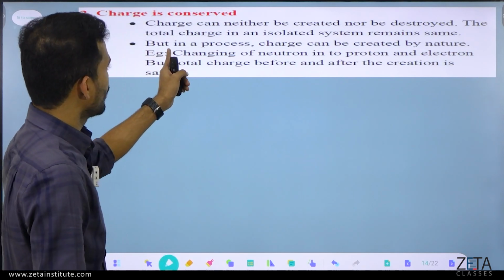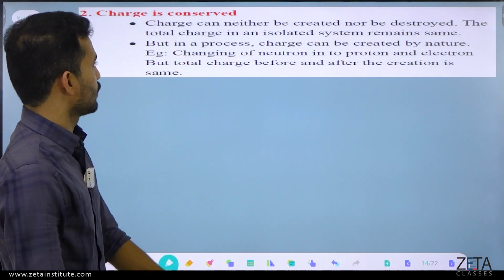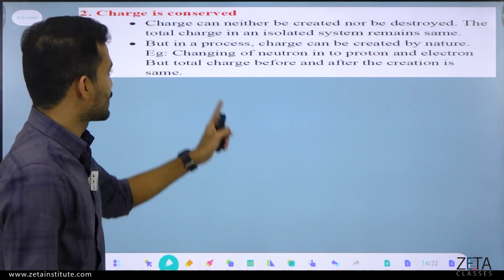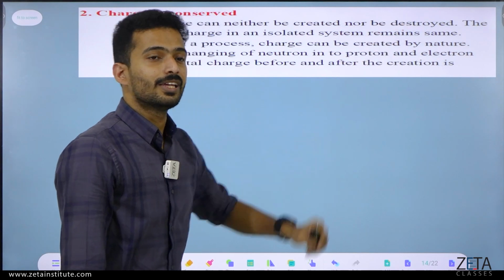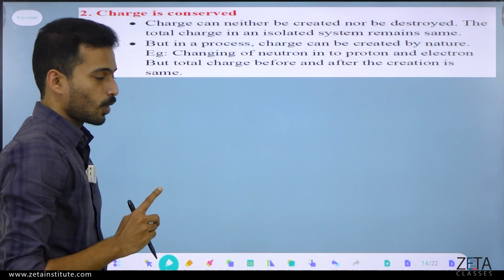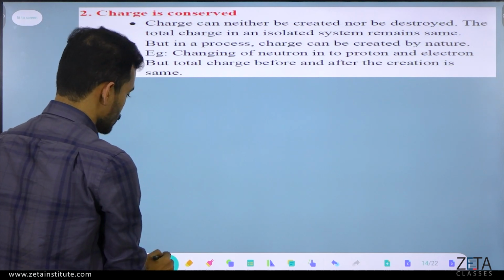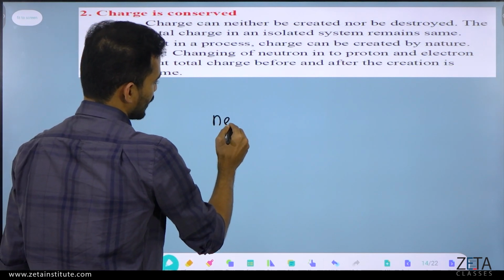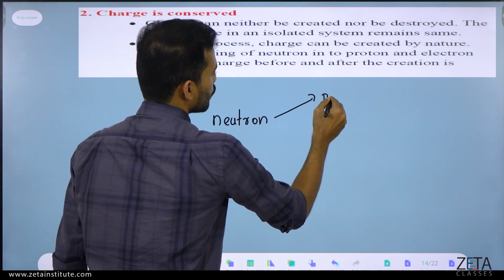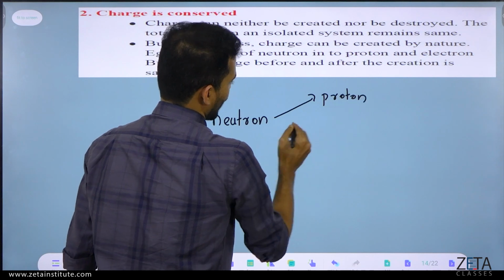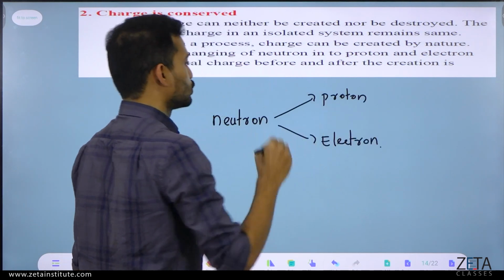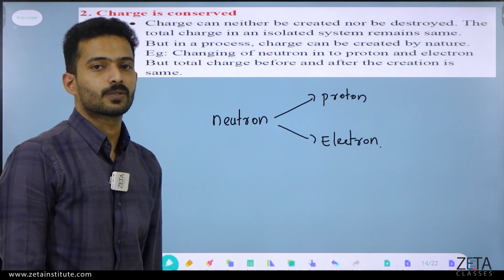Also, we know that in certain processes, charge can be created by nature. How? Changing of neutron into proton and electron. This is one process: changing of neutron into proton and electron.